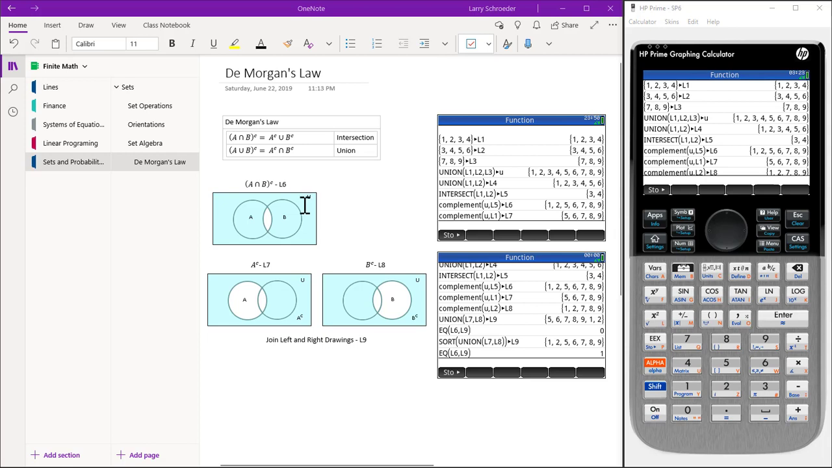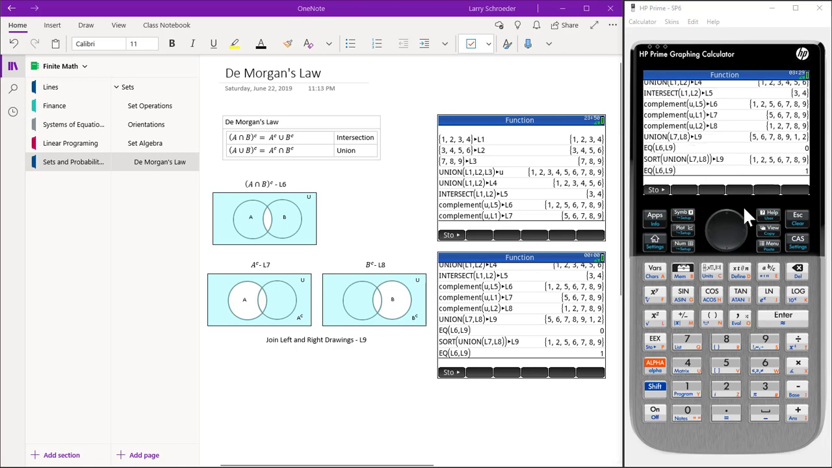What we do for our first diagram is we take the complement of the intersection. So when we go over to our screenshot, this will take 2 commands. So we take the intersection of L1 and L2 and store it as L5. Then we take the complement of the universal set with L5 and store it as L6. So this is what is shown in the first Venn diagram.